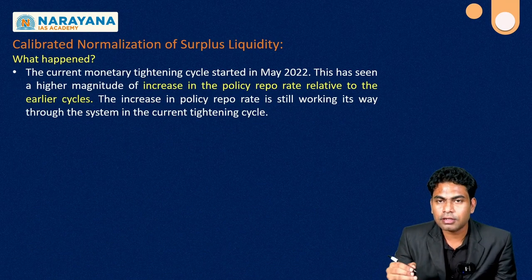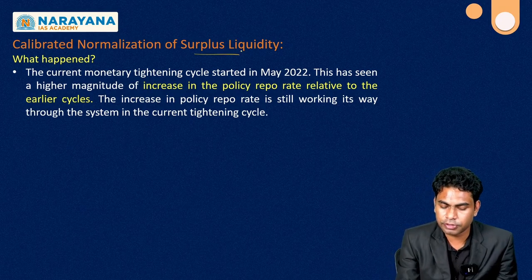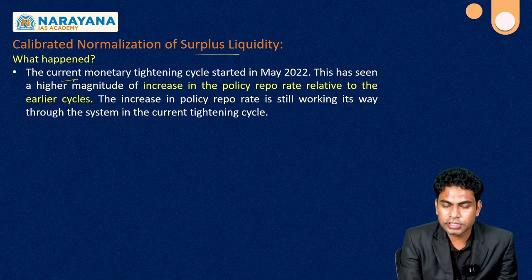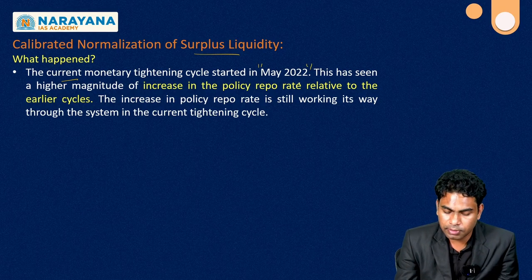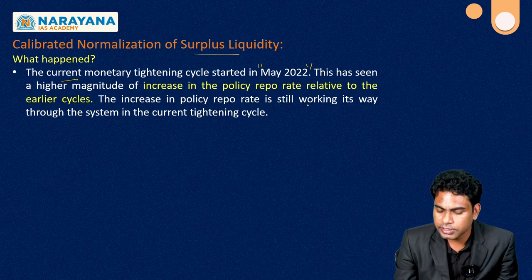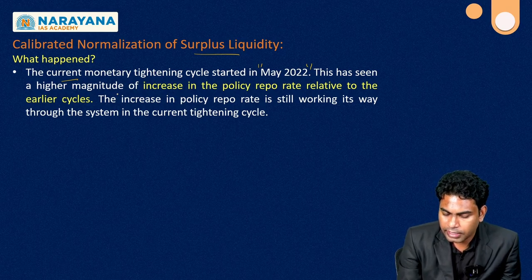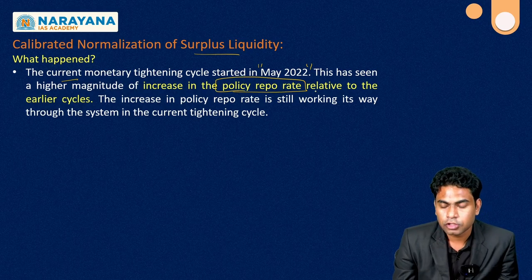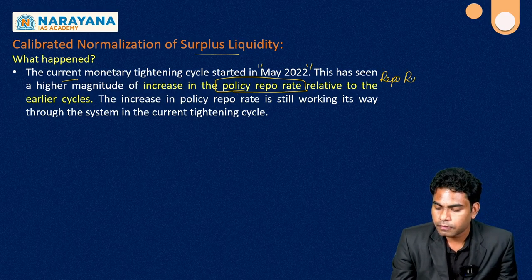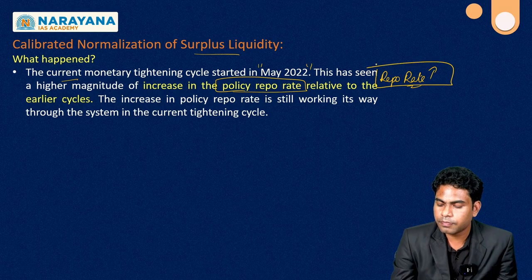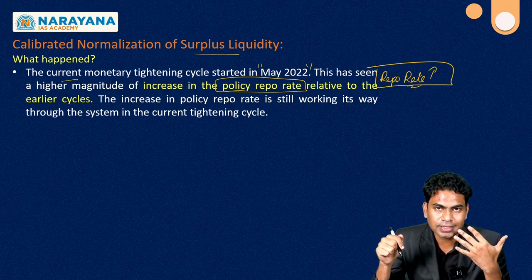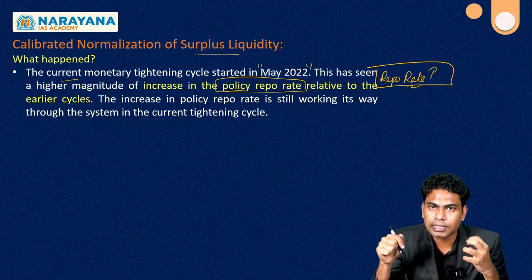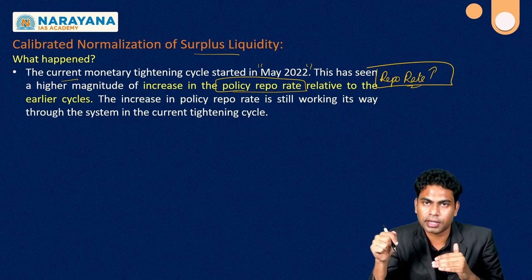What is calibrated normalization of surplus liquidity? The current policy, as we have already seen, is tightening, that is, controlling the liquidity in the market. And how it is able to do this is through a higher magnitude of increase in the policy repo rate. So repo rate is used as an instrument to control the money flow, and it is increasing at a higher level, which ultimately reduces the money flow in the market.